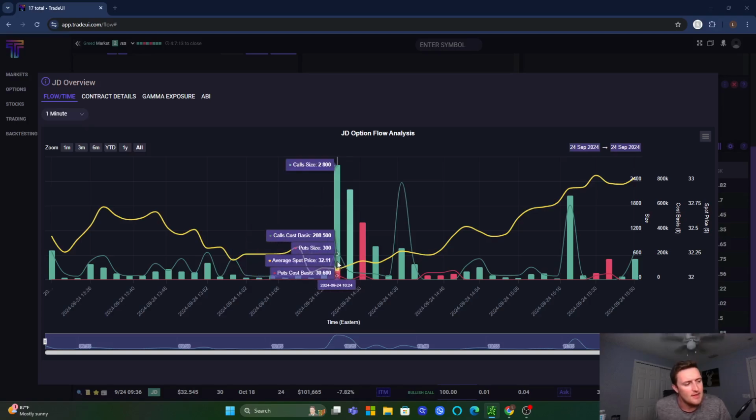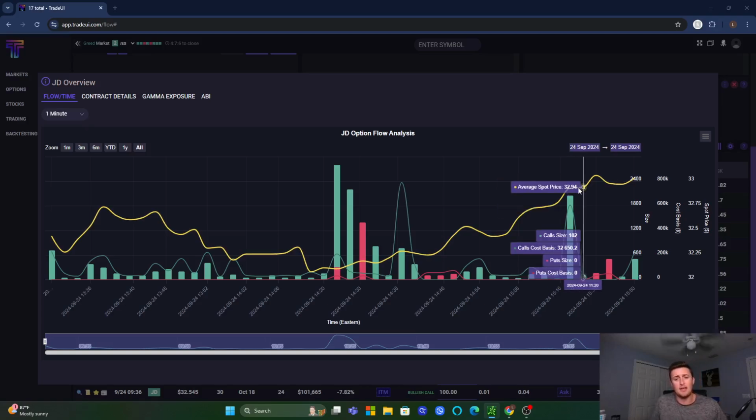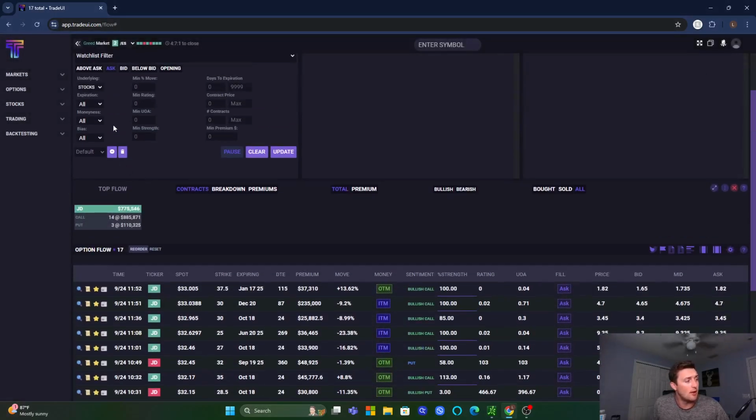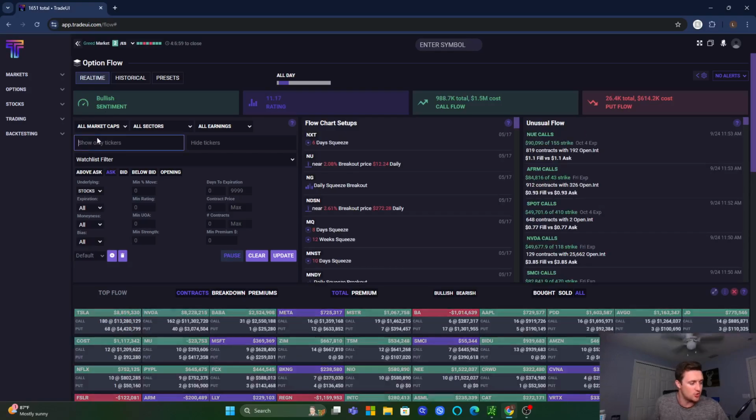But the fact that this order came in at the day low shows you that this is a great tool to identify pivot points. But guys, make sure you combine this with your own fundamental and technical analysis, because you can utilize this information to come up with your own trading strategies.